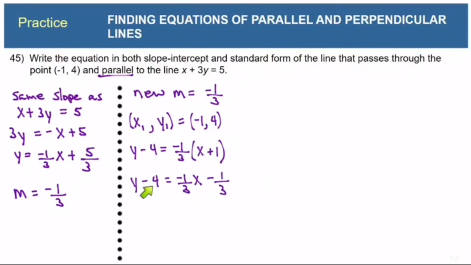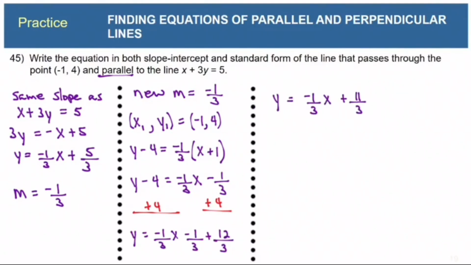And now let's add 4 to both sides. And you know, when you add a fraction to a whole number, you need a common denominator. So 4 becomes 12/3. All you need to do is multiply this 4 by 3/3 to see that. And now negative 1/3 plus 12/3 gives us 11/3. So our final slope-intercept form of this line is y equals negative 1/3 x plus 11/3.